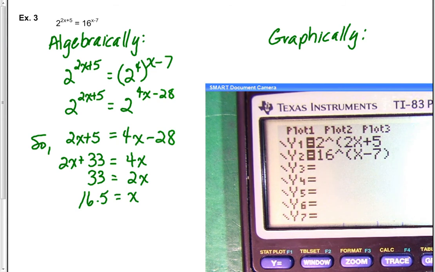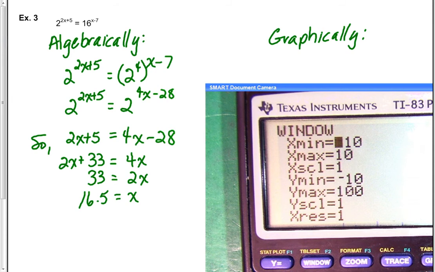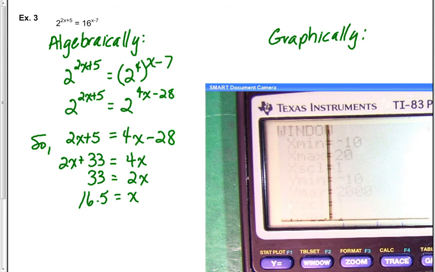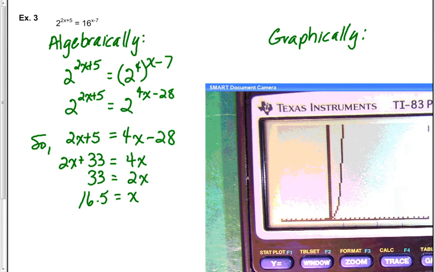Remember that these things grow hugely, exponential growth. My answer is going to be very large. So we're going to adjust our windows. We are going to include a bit more of the x values and know that our y max is going to be huge. I'm just making an educated guess and see what we can see. First graph. Second graph. We can see that the one on the left, the 2 to the 2x plus 5, is less steep than the one on the right, 16 to the x minus 7. So they will intersect somewhere up there, we just can't see it.